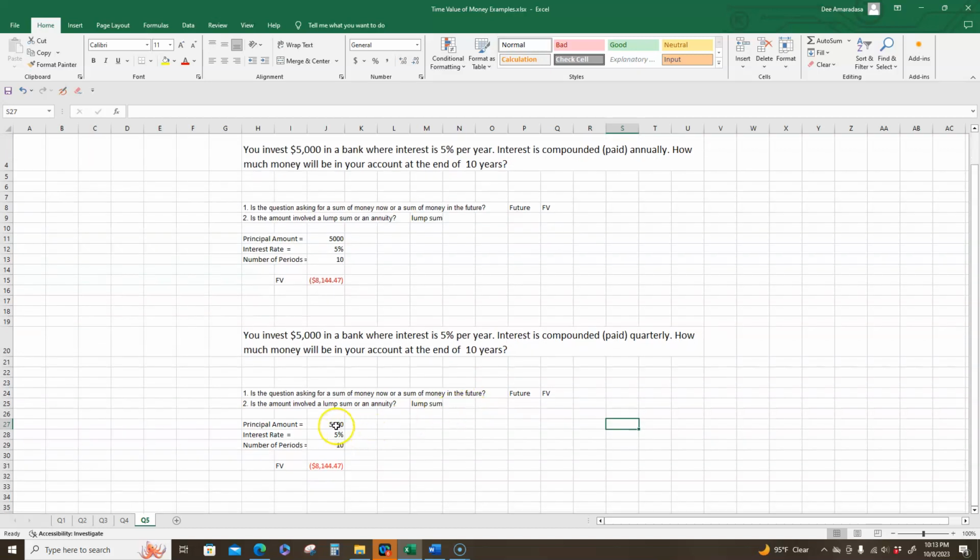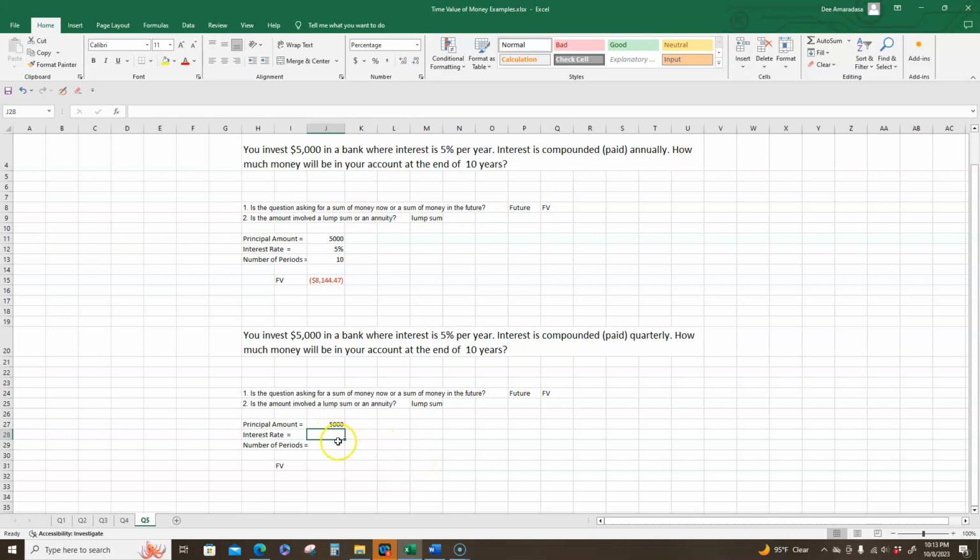So let's go through this question again. I'm going to delete all these items. The first two questions don't change. Is the amount asking for a sum of money now or a sum of money in the future? It's still asking for the future, at the end of 10 years. Question 2 says, is the amount involved a lump sum or an annuity? Again, that didn't change. It's still a lump sum. Now let's look at these three numbers. First, principal amount. Principal amount is 5,000. That did not change. If you look at what we did earlier, it's still 5,000.